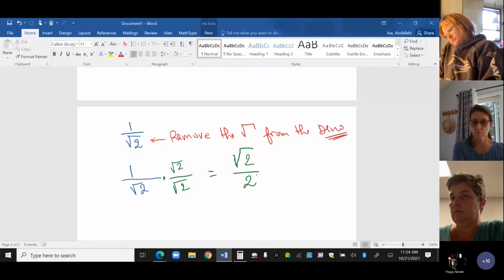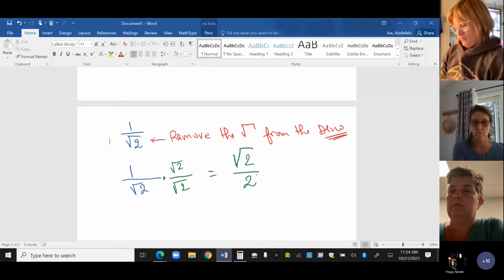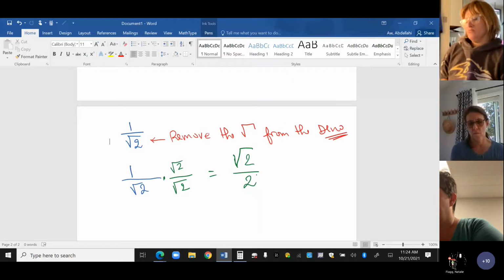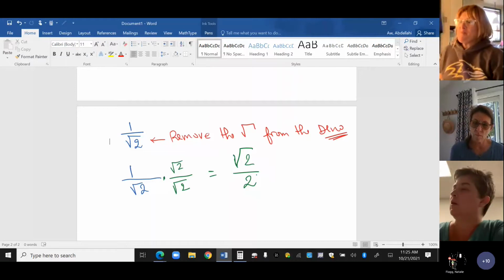Originally, did we have any square root at the top? In the original expression, was there any square root at the top? No. Look at the final answer. What do you see at the top now? A square root. So we can say, well, what's the point? Maybe you get rid of the square root at the bottom, but now you have a new one at the top. It's like a transfer of a problem: you remove the problem from the denominator, now you put it on the numerator.